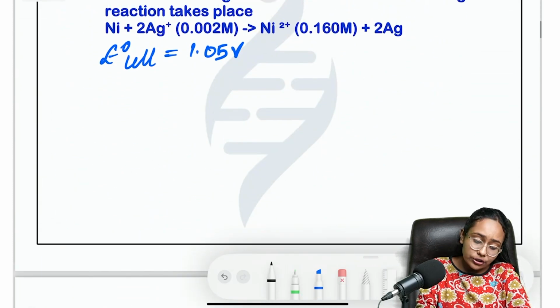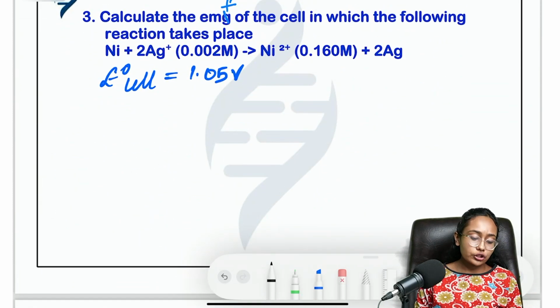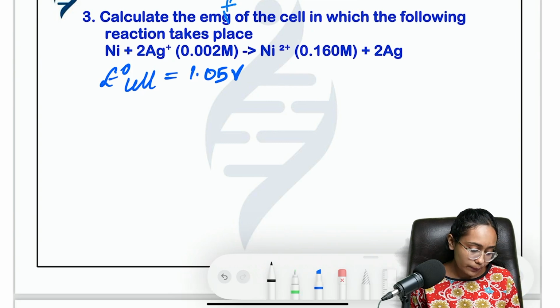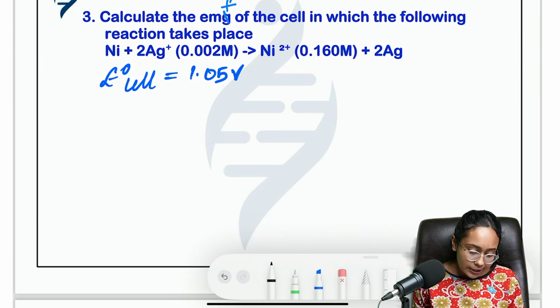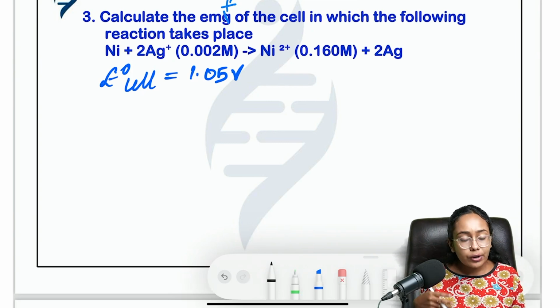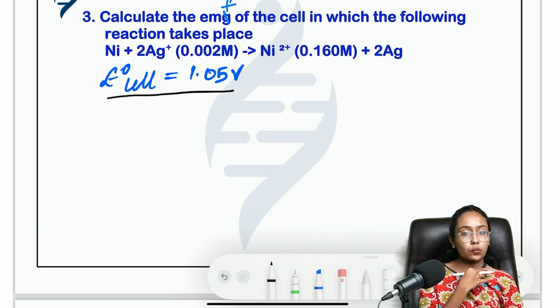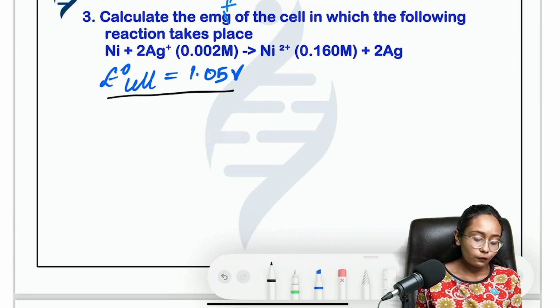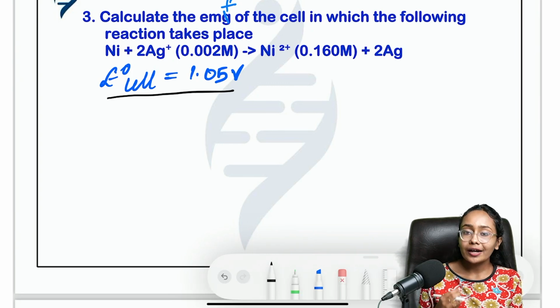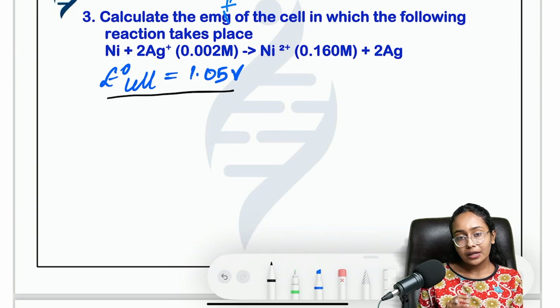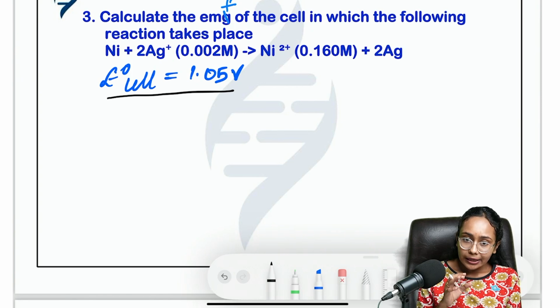Now our third question is, calculate the EMF of the cell in which the following reaction takes place. Ni plus 2Ag+ gives Ni2+ plus 2Ag. The standard cell potential is given here, that is 1.05 volt. So how are you going to find out the EMF of a cell when the standard EMF is given?